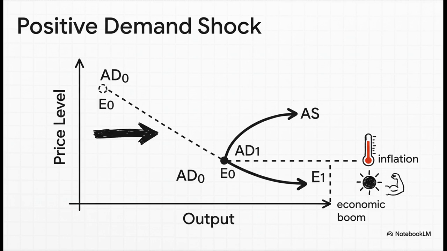And what's the result? Well, it's kind of good news, bad news. The good news is the economy produces more. We're in an economic boom. But the bad news is that all that extra demand bids up prices. The new equilibrium point is higher, which means we get inflation.